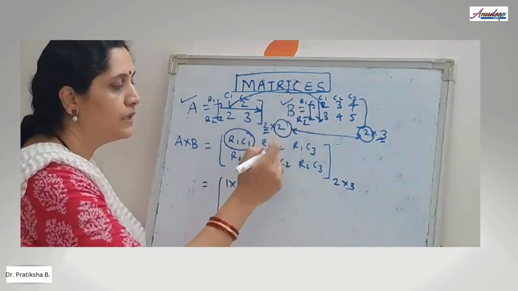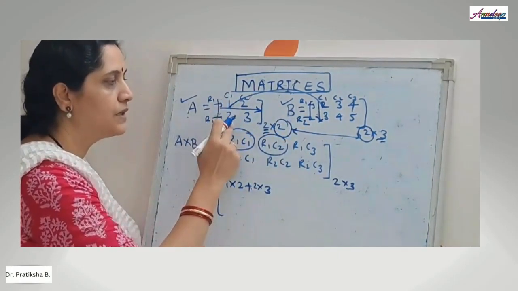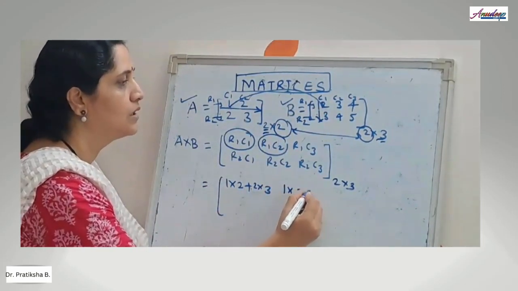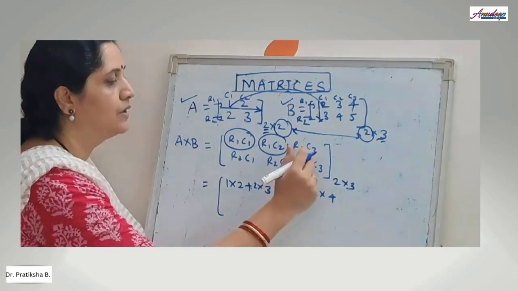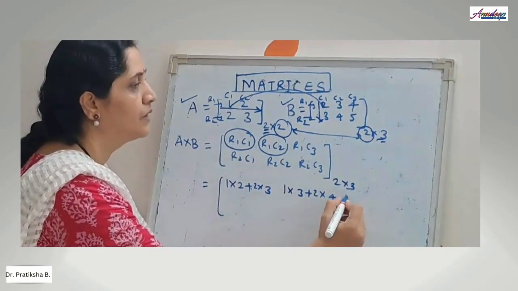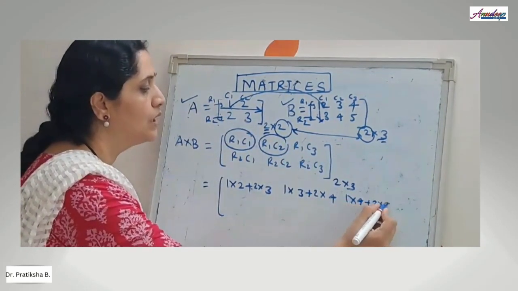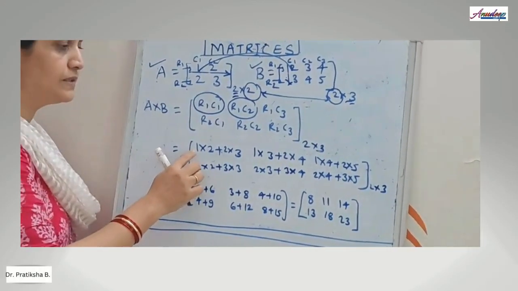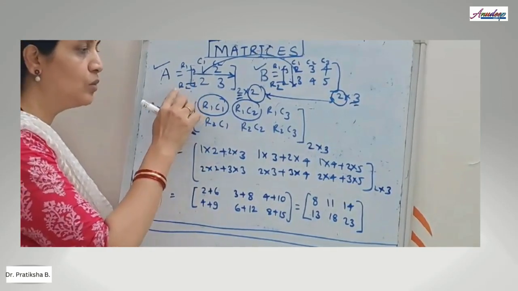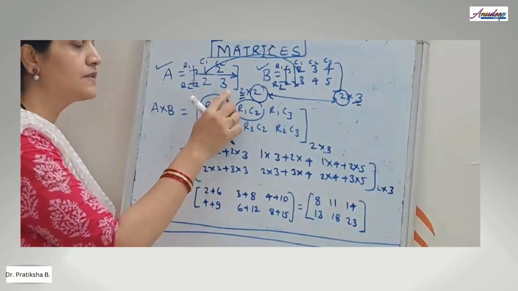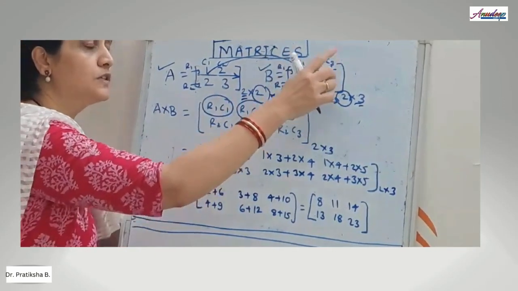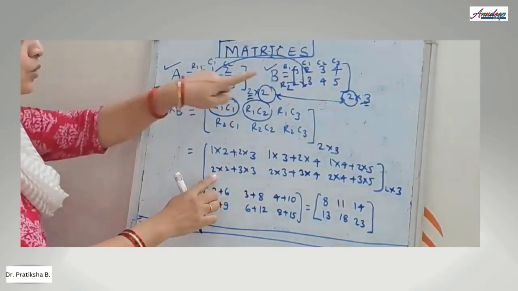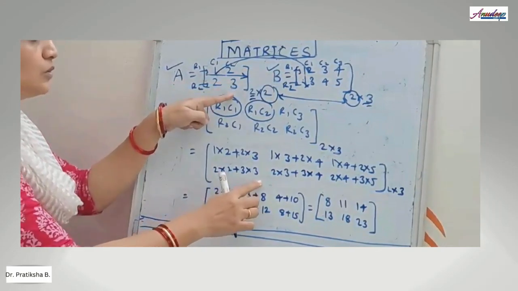Similarly, for the second element it is R1 into C2, that is, the first row multiplied with the second column. So it will be 1 into 3 plus 2 into 4. The next element will be 1 into 4 plus 2 into 5. Like this we have prepared the first row of the resultant matrix. The second row will be R2, that is, row 2 of the first matrix into the respective columns of the second matrix. So R2C1, R2C2. We get 2 into 2 plus 3 into 3.